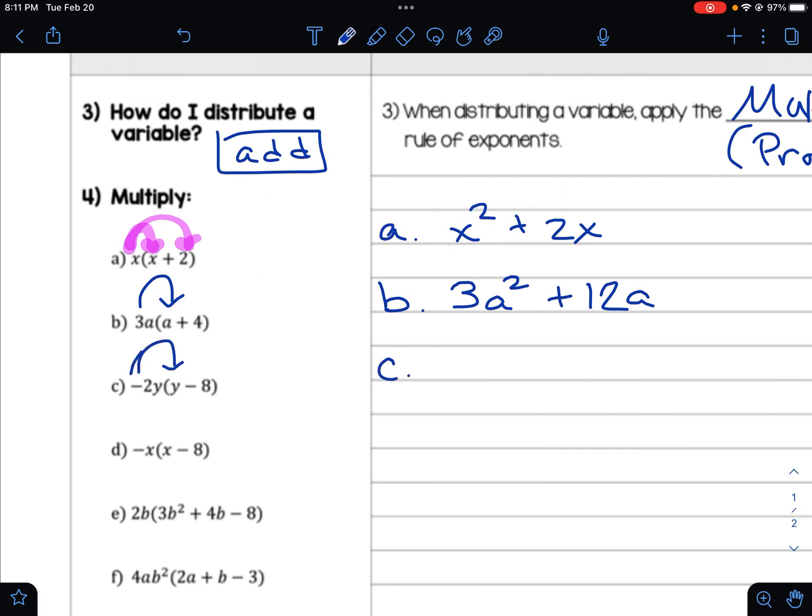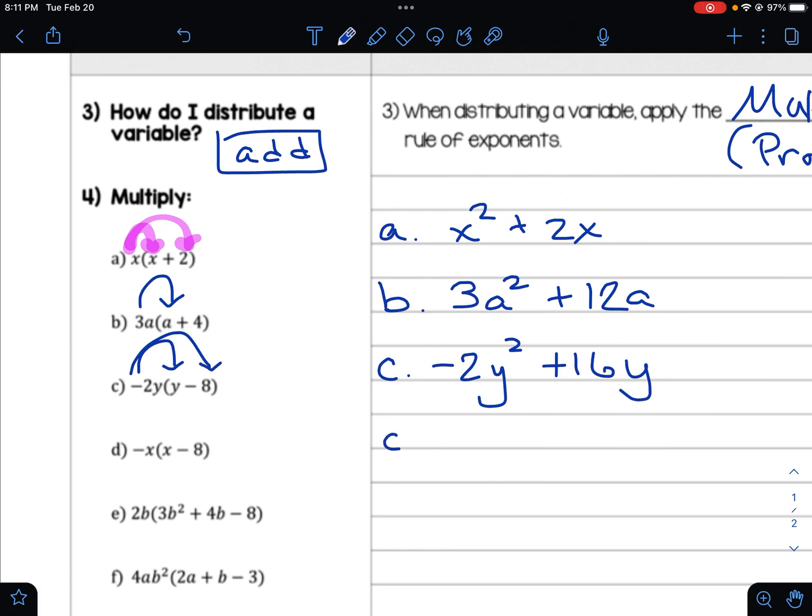All right, so now we're going to do it again, keeping in mind the negative sign this time. That's the only thing that's different. So again, that will be negative 2x to the second power. And a negative 2 times a negative 8 would make that a positive 16, and the y tags along.